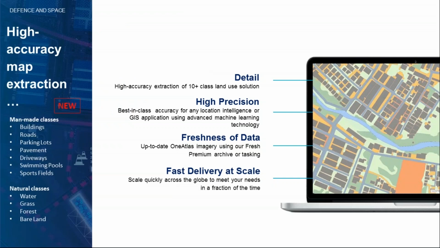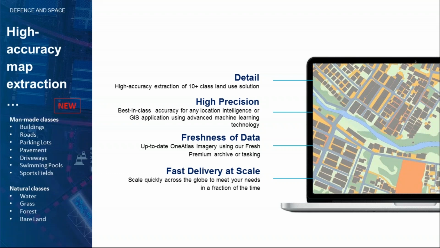So now we're going to take a look at the high accuracy map extraction product, which uses Pleiades imagery to create land use, building footprints, and roads vector products. So what's really great about this is the level of detail and the precision that you can get. So it's made up of 10 different natural and man-made classes, which you can see listed here on the left. The product provides best-in-class accuracy, so it enables you to map anywhere on the globe with the accuracy of an experienced image analyst. And it does this using advanced machine learning technology.